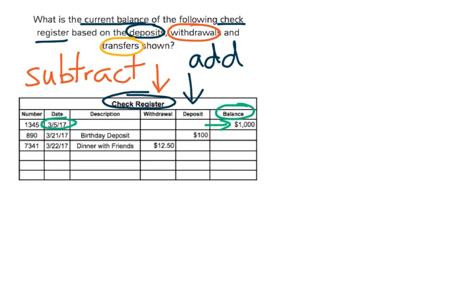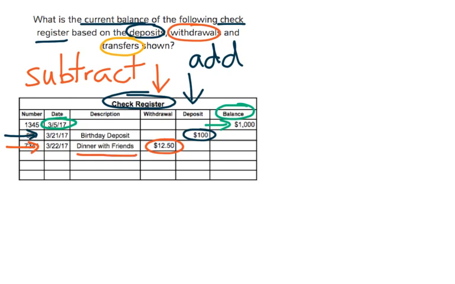The date is 3/5/17. And then two things happen after that. There's a birthday deposit, right, of $100. And then there is a withdrawal of $12.50 from this dinner with friends.